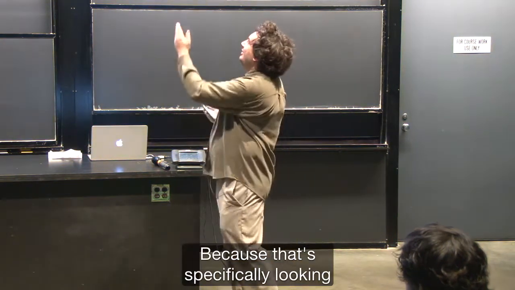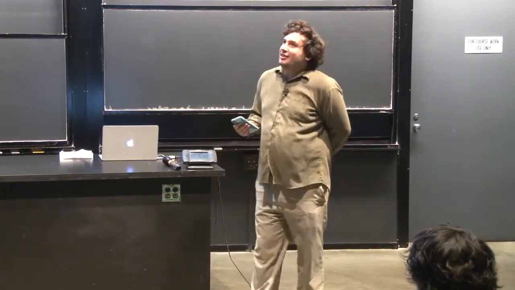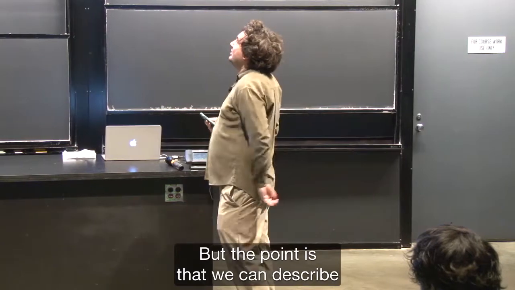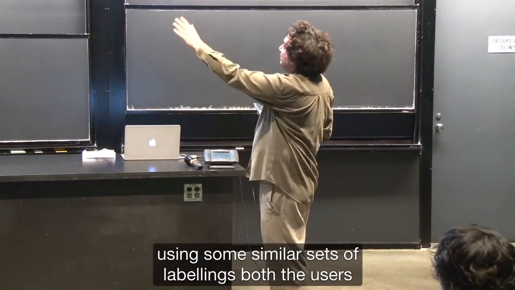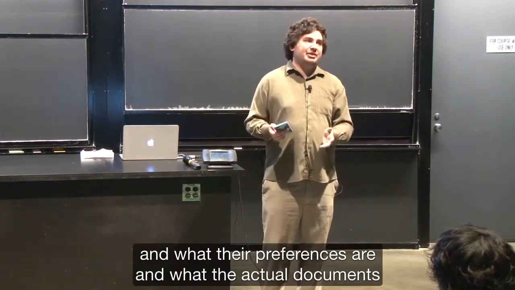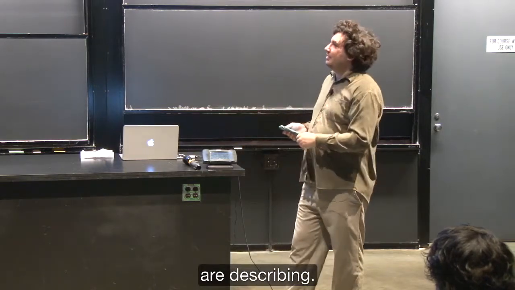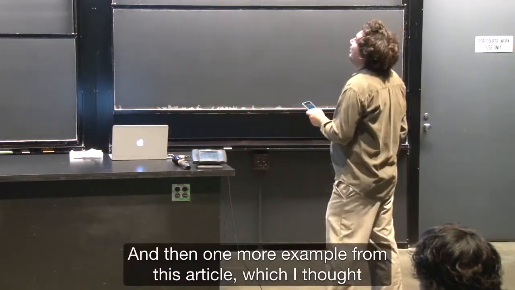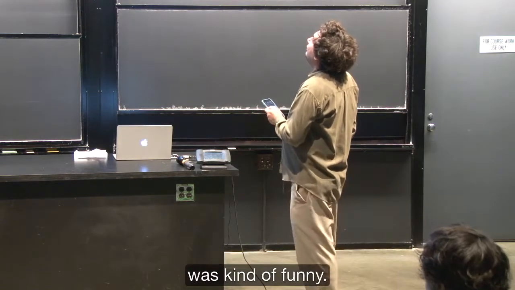Because that's specifically looking at that kind of a mixture. But the point is that we can describe, using some similar sets of labelings, both the users, what their preferences are, and what the actual documents are describing. And then one more example from this article, which I thought was kind of funny.